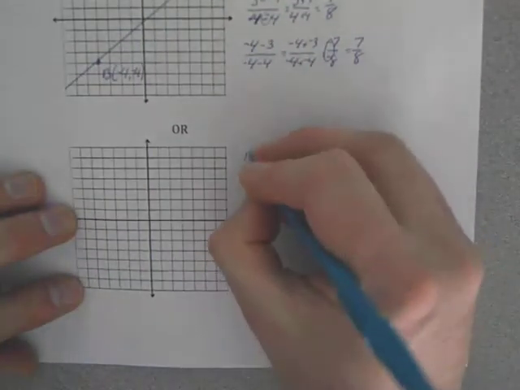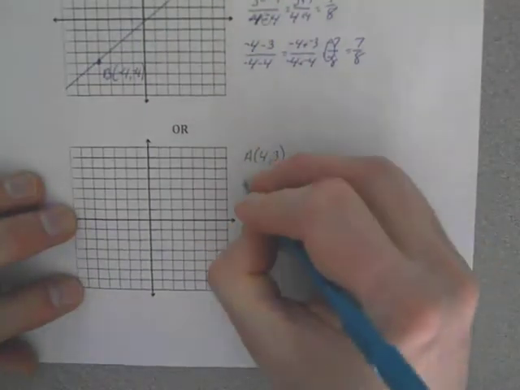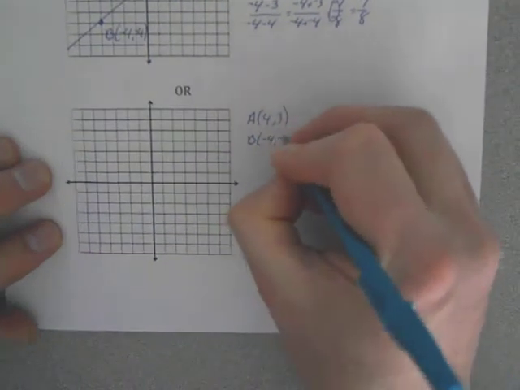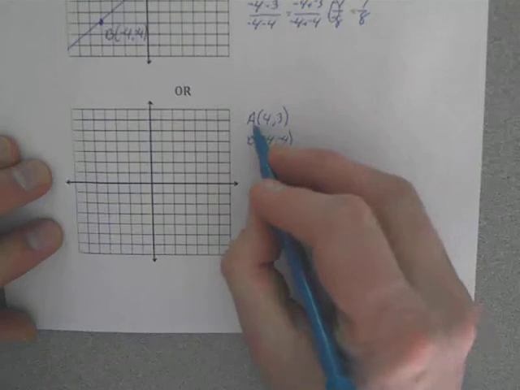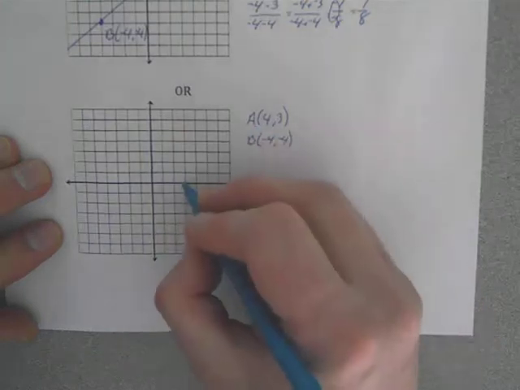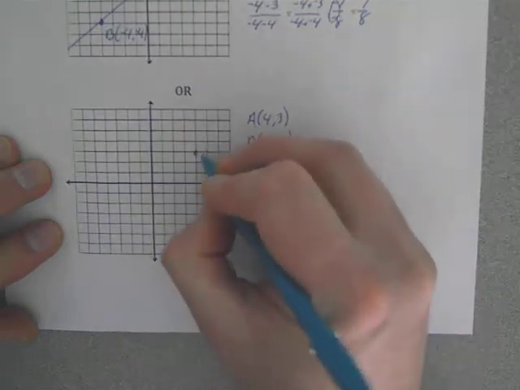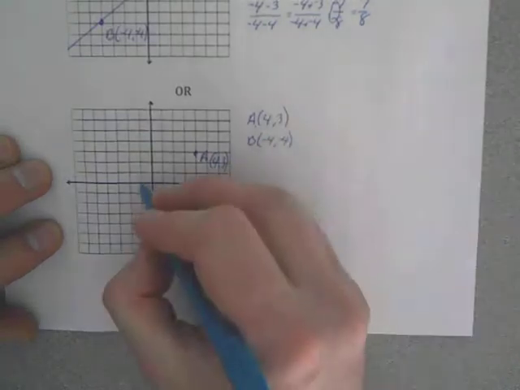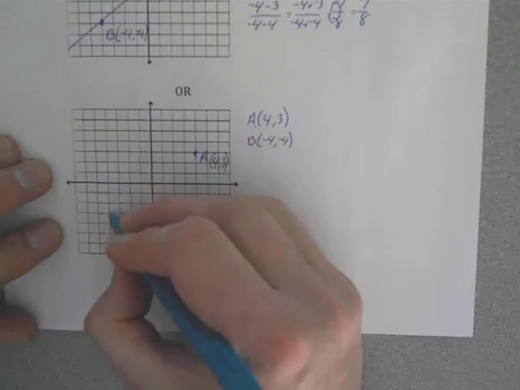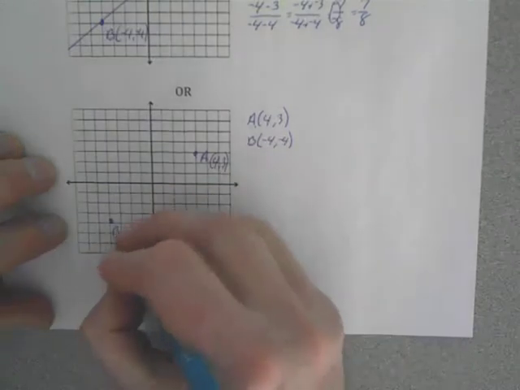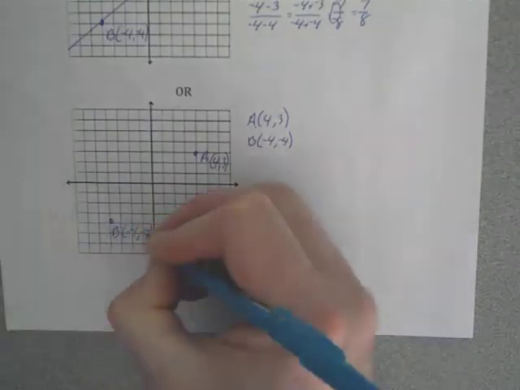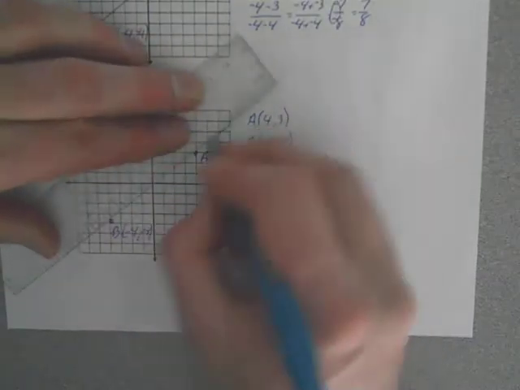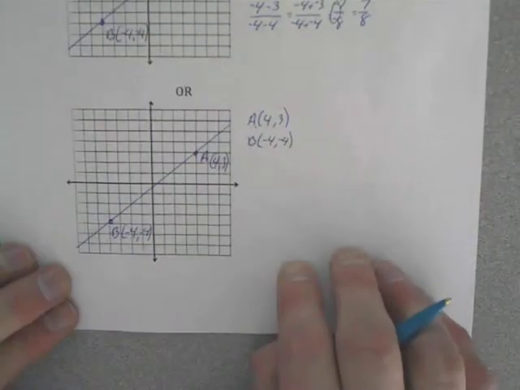So once again, the point A is 4, 3, and B is equal to negative 4, negative 4. Once again, plot my point A, 4, 3: 1, 2, 3, 4, 1, 2, 3. There's my A. B is negative 4, negative 4: 1, 2, 3, 4, 1, 2, 3, 4. Plot it in. Let's draw a line between the 2 points. And then this way is a little easier.